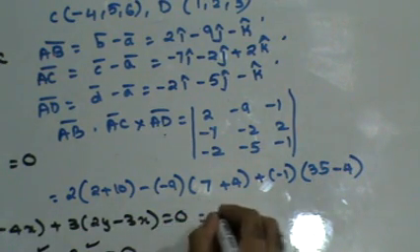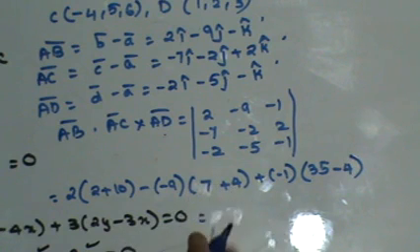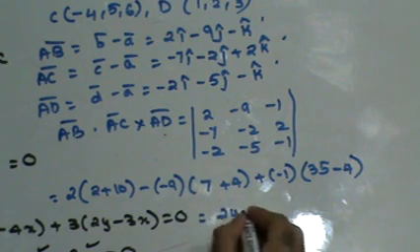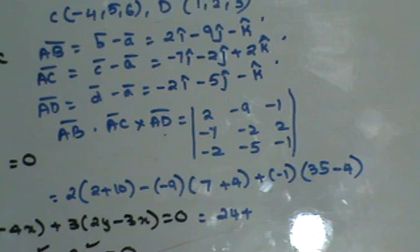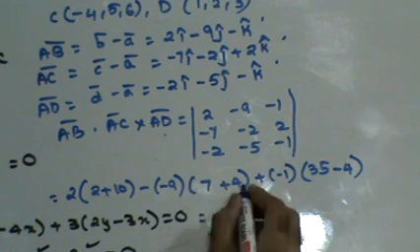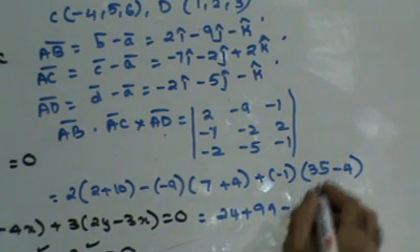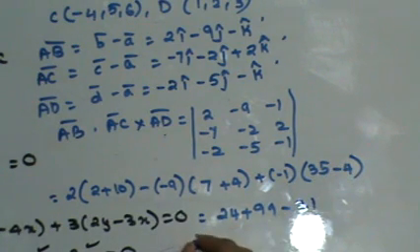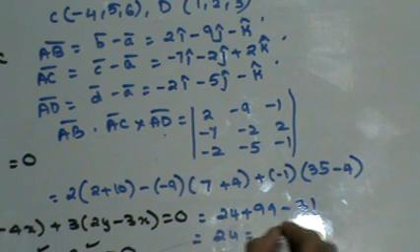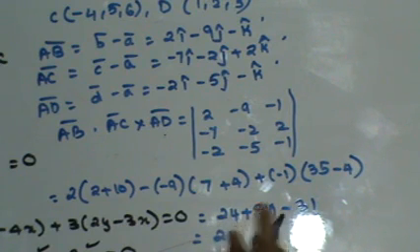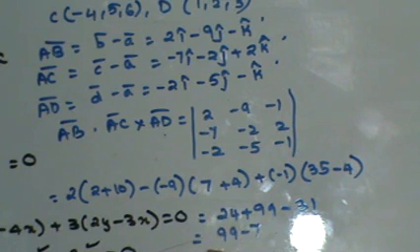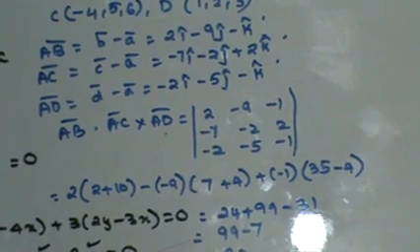So in that case this is going to be 2 into 12, that is 24, plus 9 into 11, 99, minus 31, right? So this is 24, 24 plus 7... 99 minus 7 is 92, right? So that comes to 92.